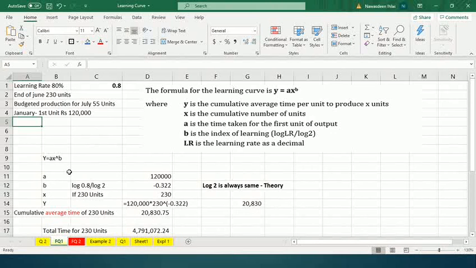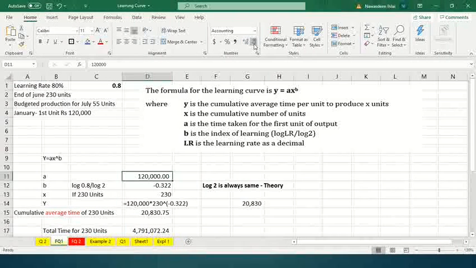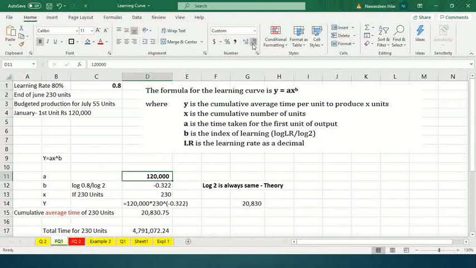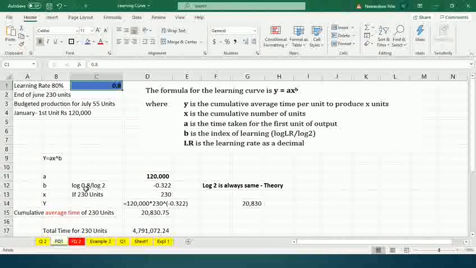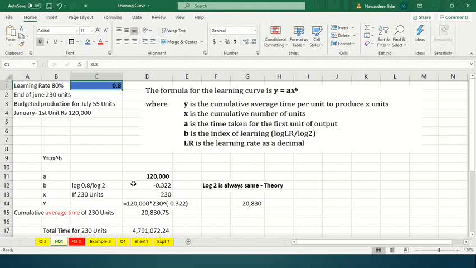So you can see in this formula we need y, and we need a, x and b. A, they have given as 120,000. B, how to find b? There is a formula given for b: log learning rate divided by log 2. Here the learning rate is 80%, which means 0.8. So log 0.8 divided by log 2. Using your calculator, you can find this answer: minus 0.322. I have rounded the answer to 3 decimal places. Right.